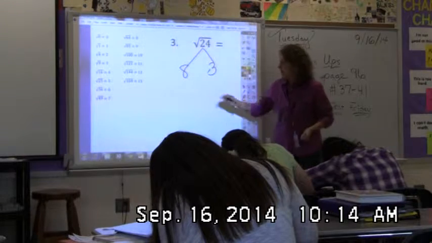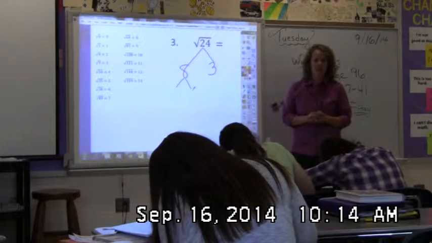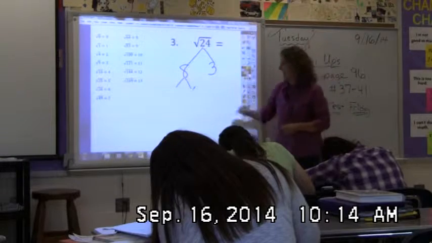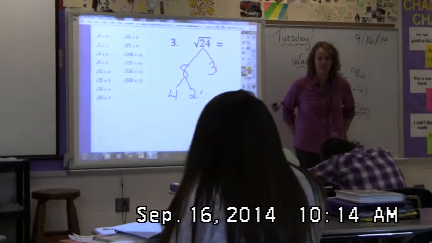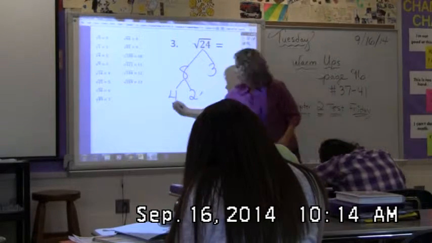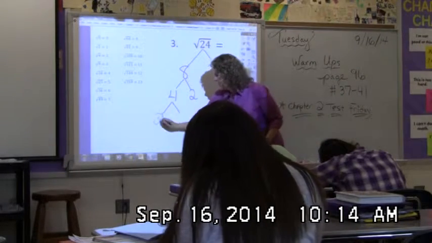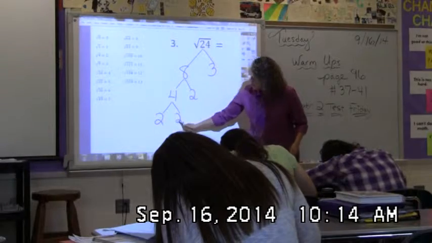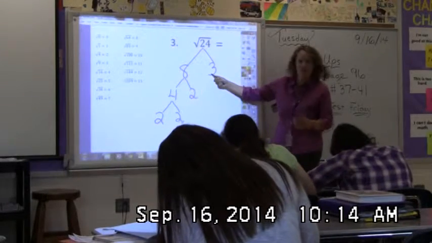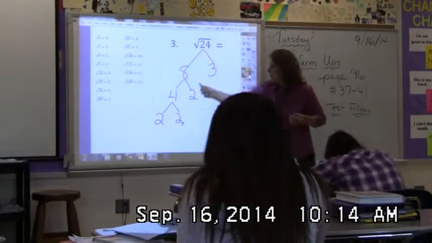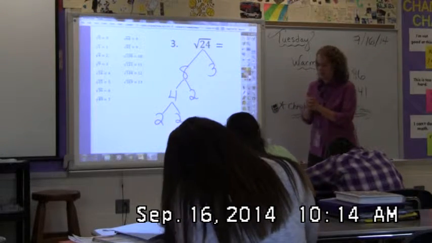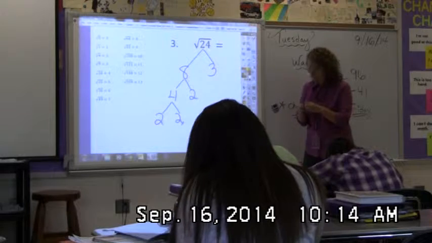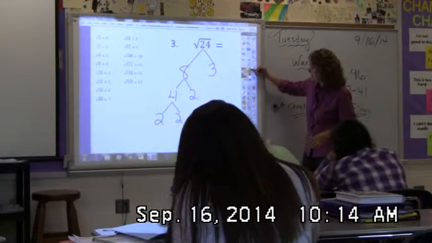Okay. 8. What times what is 8? Denisha? 4 times 2. Excellent. Do either one of those break down? Yeah, 4. What's 4? 2 times 2. Okay, this is a prime factor, prime factor, prime factor, and prime factor. I cannot break those 4 numbers down any further. So I'm looking for matches, just matches, not groups of 3.